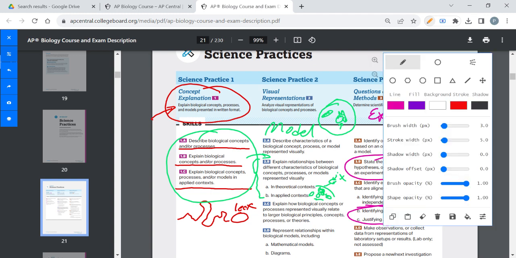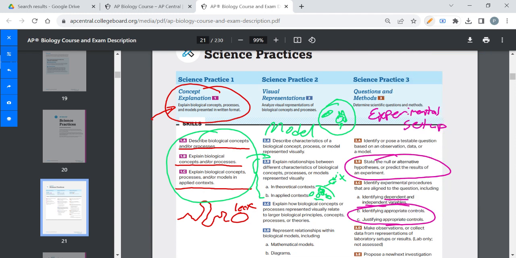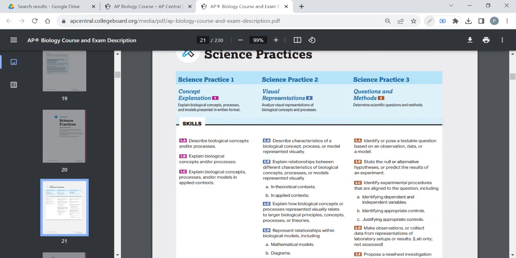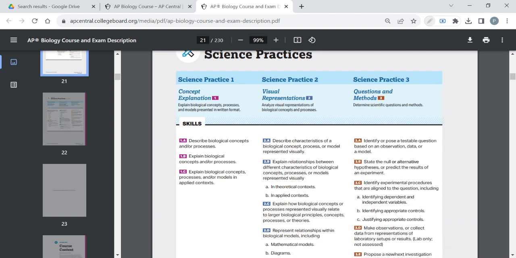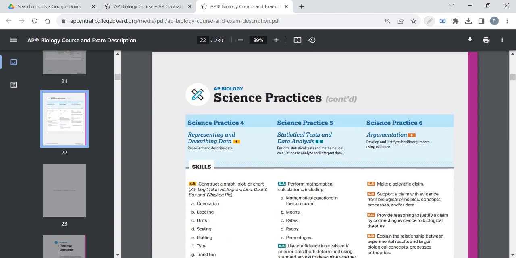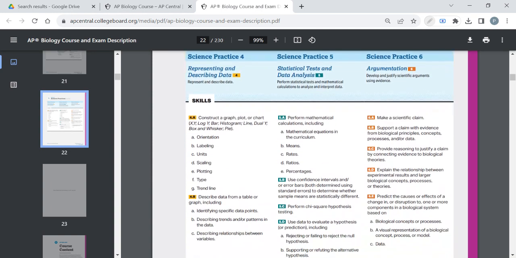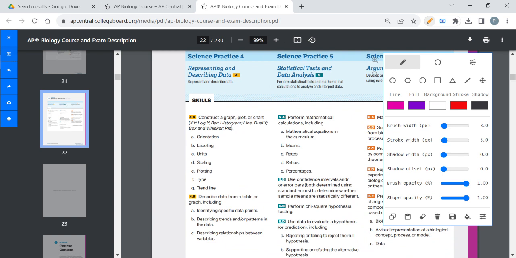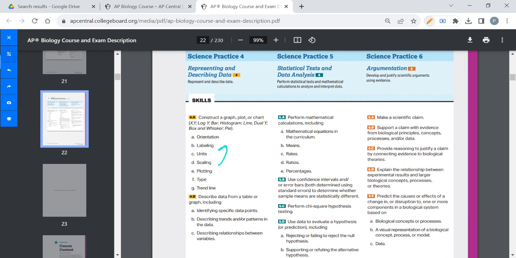Let's go ahead and move on to the next practices, right? So if you have the ability to explain a concept, if you have the ability to create a model, then create an experiment or understand experimental setups, you should be good to go. 4, 5, and 6 are a little bit more lengthy. 4 is actually easy. All right, I'm going to knock out 4 real fast. 4 says representing and describing data. It's a really funky, fancy way of saying, hey, can you graph? And do you know if you need a bar graph or a line graph? Right? That's all it is.